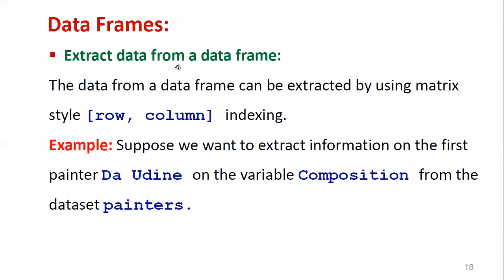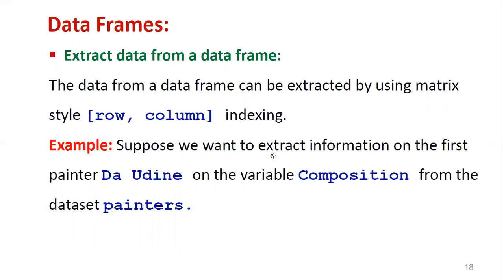Previously we extracted variables using the $ symbol. Now, extract data from a data frame. A data frame can be extracted using matrix style. We'll use square brackets with row comma column indexing, specifying row and column by using square brackets.